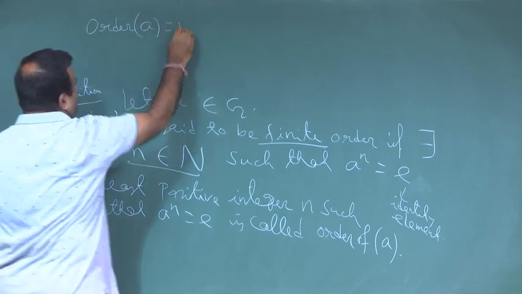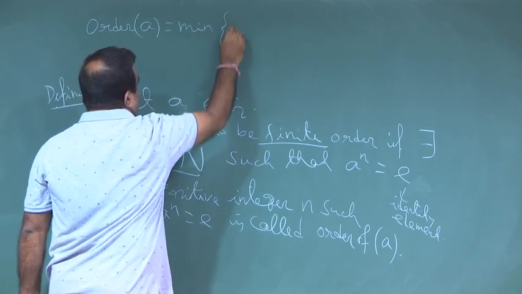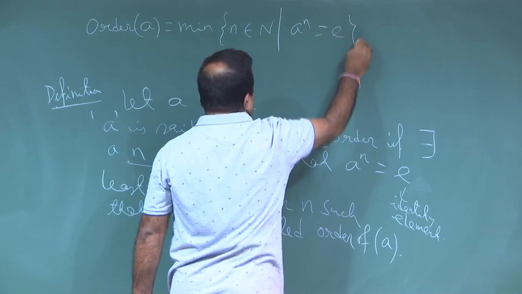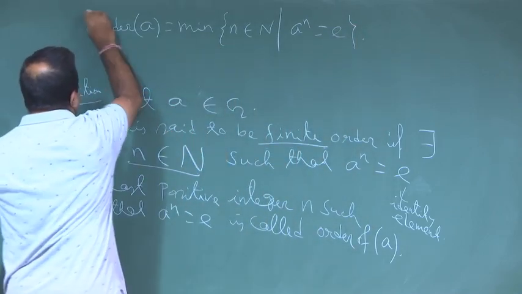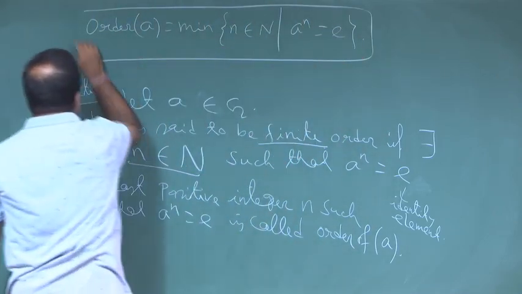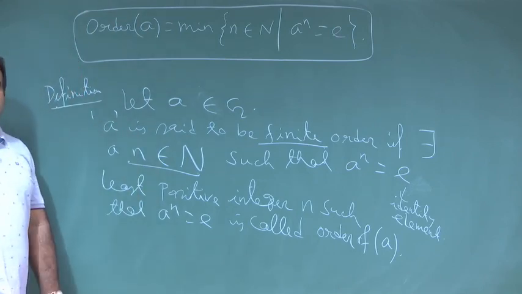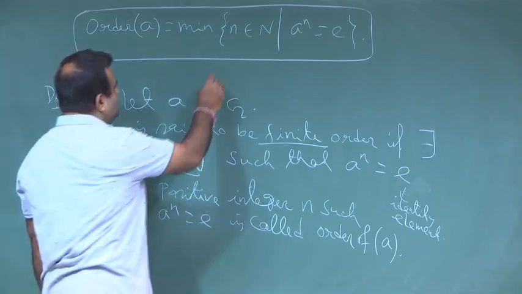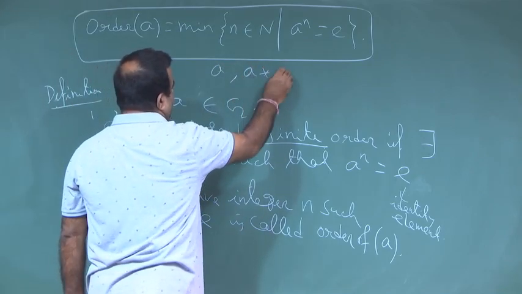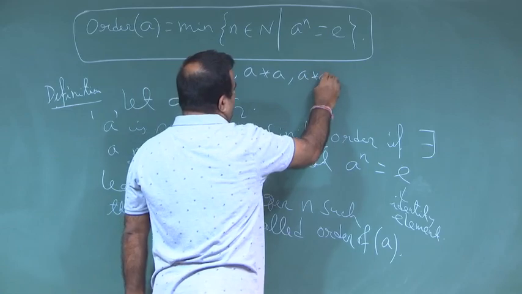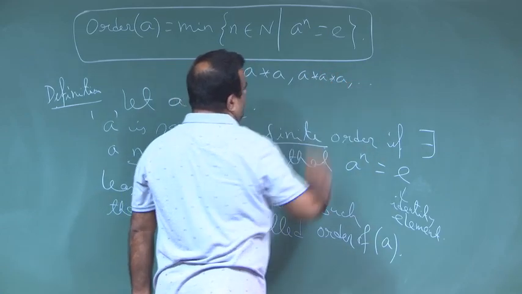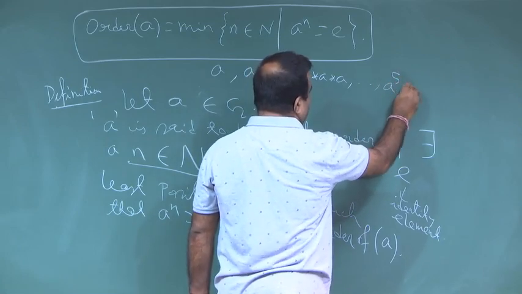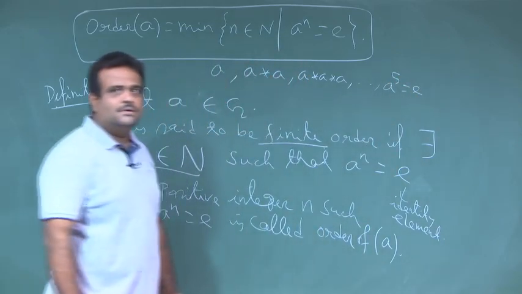The order of A is basically the minimum, least element among all n such that a to the power n is E. This is how we define the order of the element. Why minimum? Because say we have an element A, and we keep on applying A square, A cube, and suddenly say A to the power 5 is giving us E the first time. This is the minimum one.